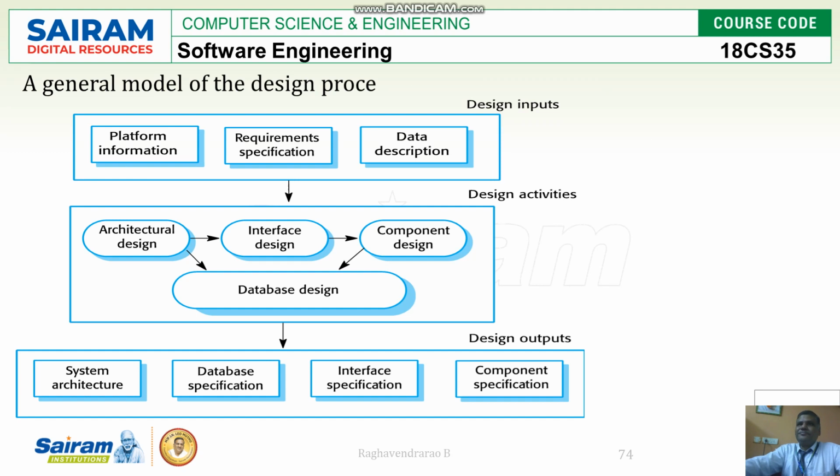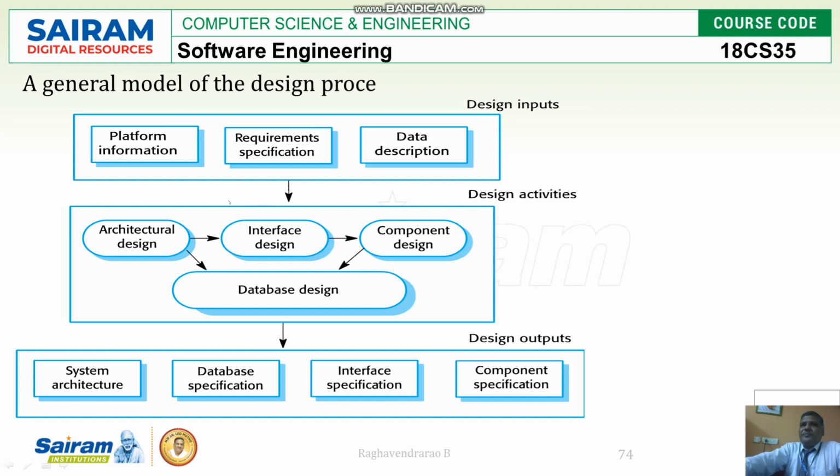Here we can study how the design takes place. You see that design inputs are there, design activities are there, design output is there. Input, activities, output. Input, process, output. I am going to say it that way.